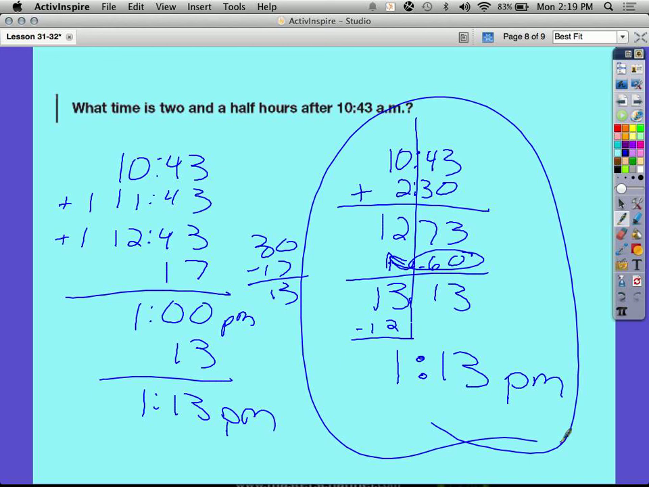Just remember, once we hit 12, this changed to p.m. from a.m. But then if we keep going up, that 13's got to change to 1, 14 to 2, 15 to 3, 20 would be 8, so on and so forth. Okay? And then we're switching our AM and PM.